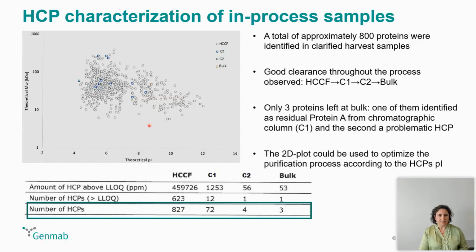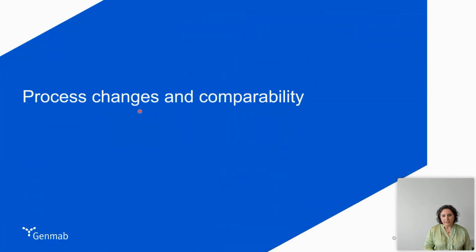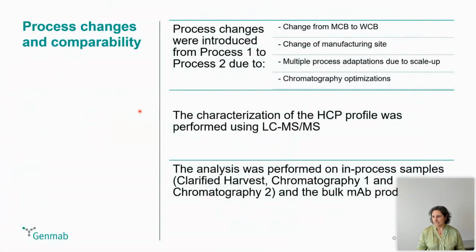One thing I would like to say is that knowing the PI or molecular weights of the HCP proteins aids in developing a purification process in order to remove them. So we did some process changes, and of course, every time you do a process change, you have to compare the output of the process, not just the quality attributes, the normal ones like high molecular weights and low molecular weights and so on, but we also apply the concept of comparability to the HCPs.